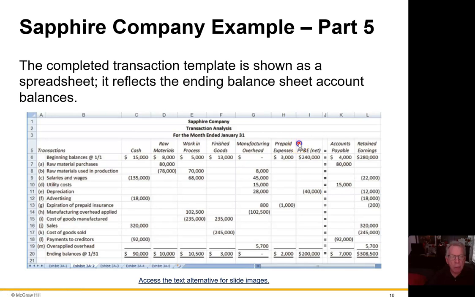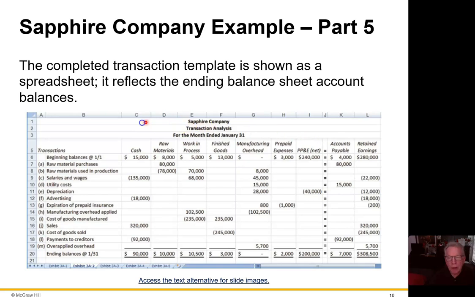Now our prepaid expenses, we had the same kind of thing here. Property, plant, and equipment net of depreciation. We had $240,000 beginning. We had an additional $40,000 of depreciation. So that took our ending balance down to $200,000. Then accounts payable.